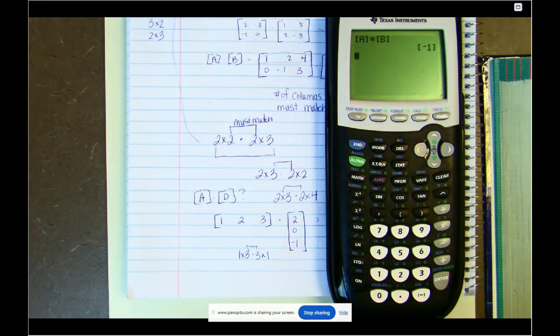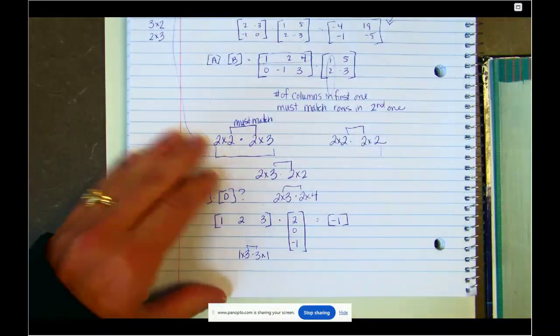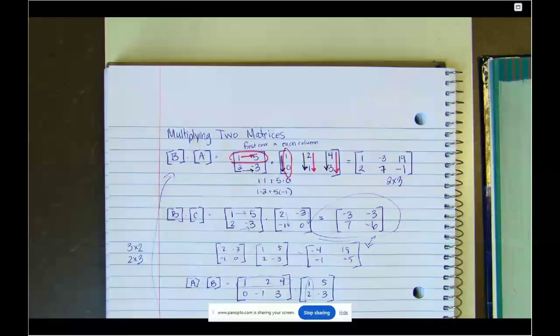Honestly, that one was so small it takes longer to type it in. When you get to the big ones though, you definitely want to use your calculator. If you try to multiply something that can't be multiplied, or add something that cannot be added, it will give you an error that says dimension mismatch. I'm not spending a ton of time on this homework because it's not super hard.